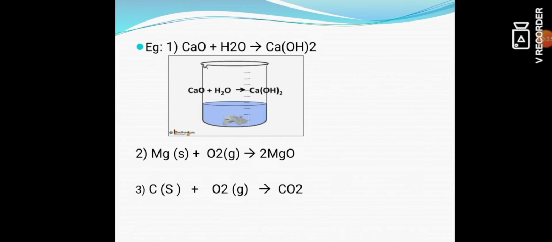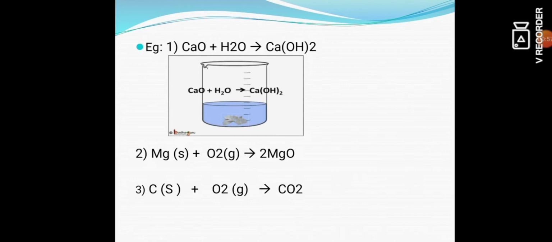When magnesium is burnt in the presence of oxygen, the two reactants react together and form a single product, that is magnesium oxide, MgO. When magnesium is burnt in the presence of oxygen, you can see some ash is produced. That ash is magnesium oxide.